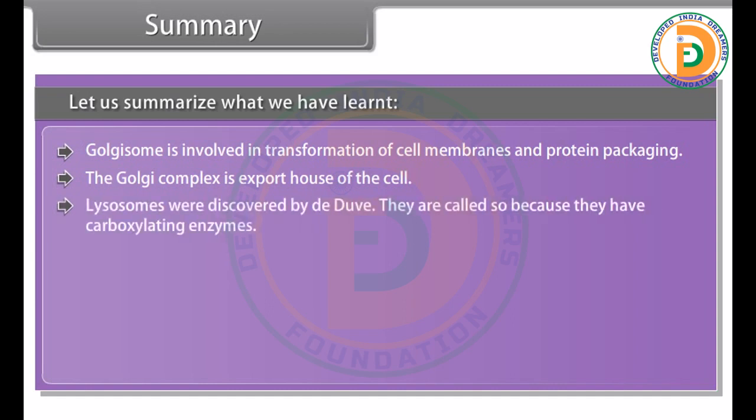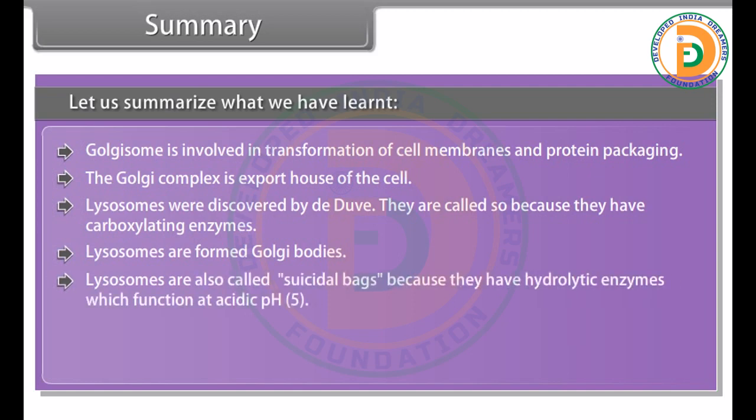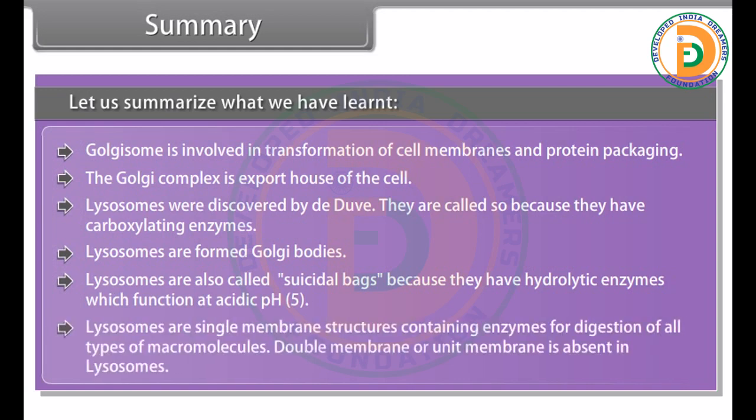Lysosomes were discovered by De Duve. They are called so because they have lytic enzymes. Lysosomes are formed from Golgi bodies. Lysosomes are also called suicidal bags because they have hydrolytic enzymes which function at acidic pH 5. Lysosomes are single membrane structures containing enzymes for digestion of all types of macromolecules.